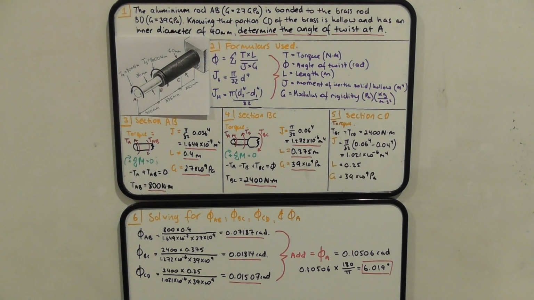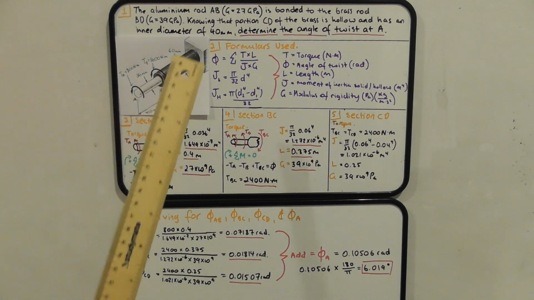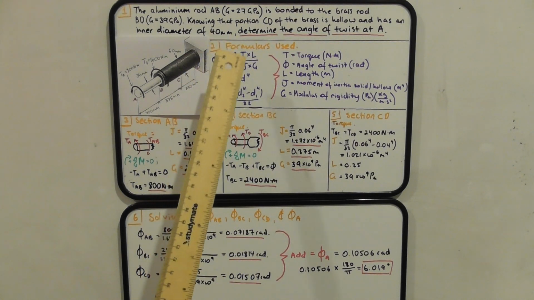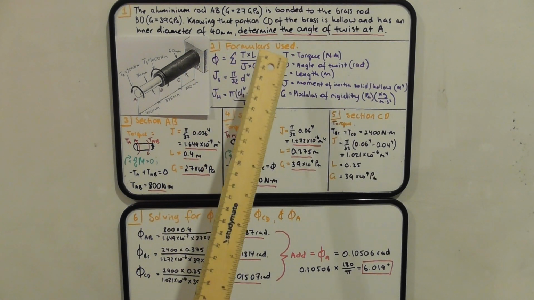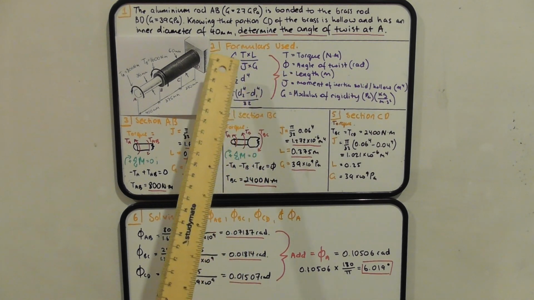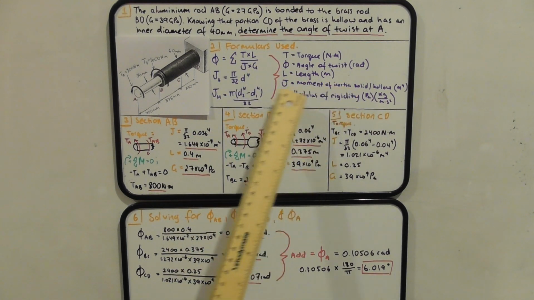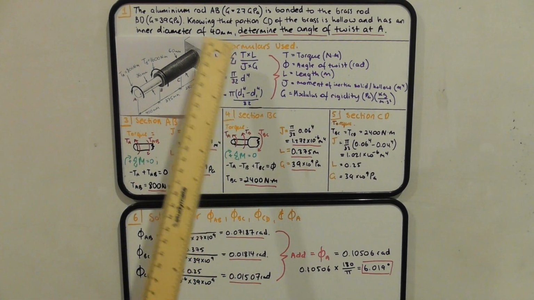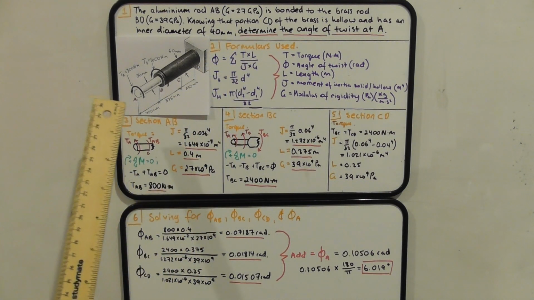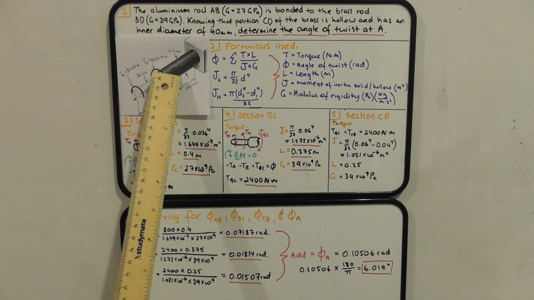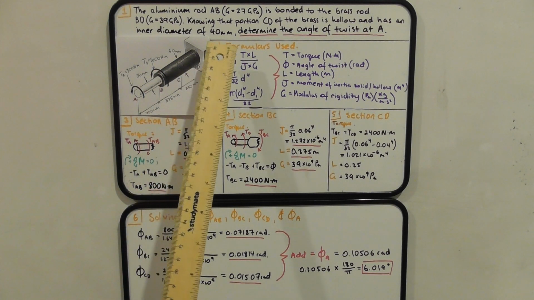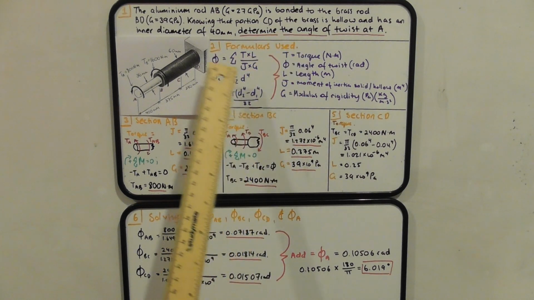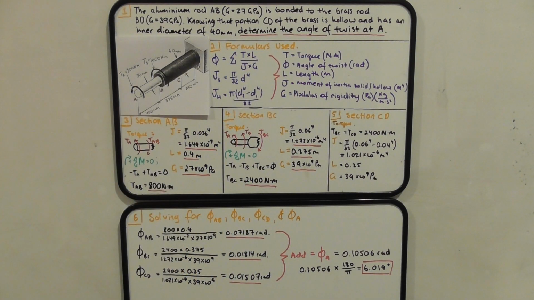Now, before we continue, the formulas that we use are outlined here. The angle of twist is equal to the sum of the torques times the lengths, divided by the moment of inertia multiplied by the modulus of rigidity. That sum means you do sections A to B, B to C, C to D, and you add each of those individual components together to get your final angle of twist.